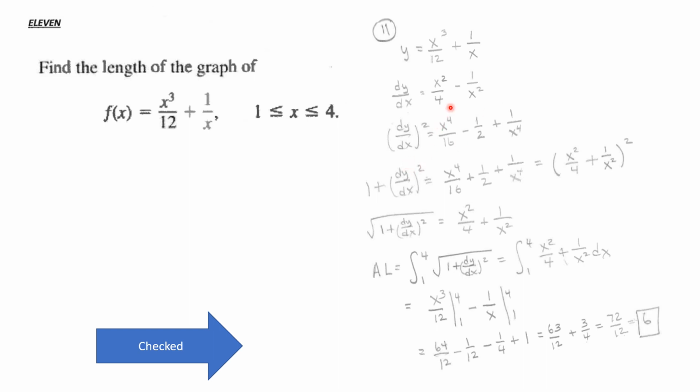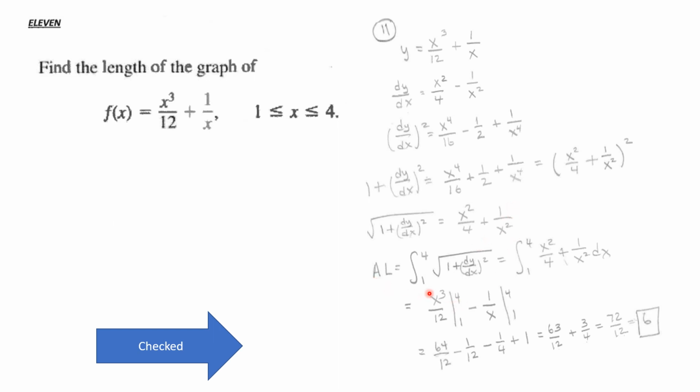Now when you square that, for the middle term, you get minus 1/2 because the x squareds are going to cancel out. And so you get x to the 4th over 16 minus 1/2 plus 1 over x to the 4th. But then when you add 1 to (dy/dx) squared, that minus 1/2 changes to a plus 1/2, and that really is x squared over 4 plus 1 over x squared, and that's whole squared. So when you take the square root of that, as you do with the formula, you just get x squared over 4 plus 1 over x squared.